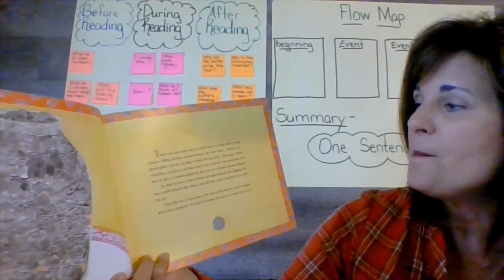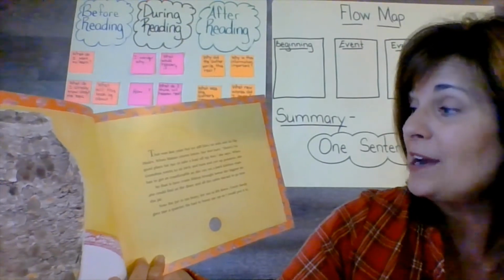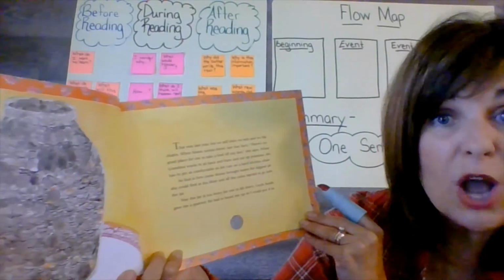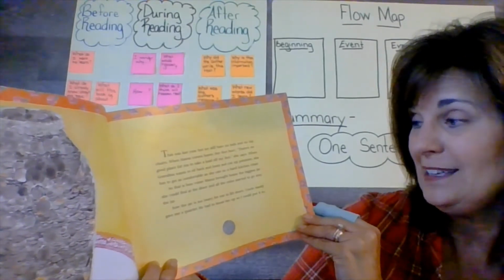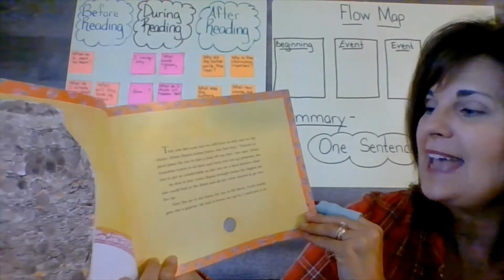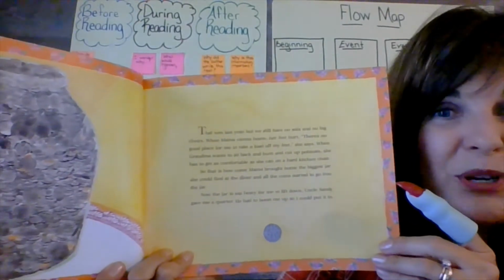So that's how come Mama brought home the biggest jar she could find at the diner, and all of the coins started going into that jar. Now the jar is too heavy for me to lift down. Uncle Sandy gave me a quarter. He had to lift me up so I could put it in.